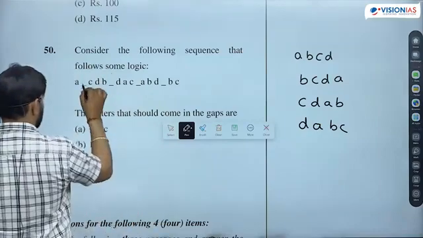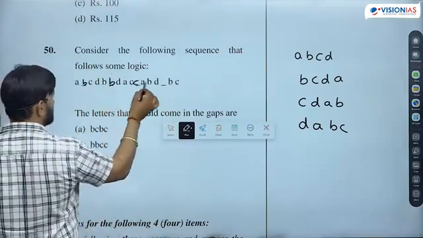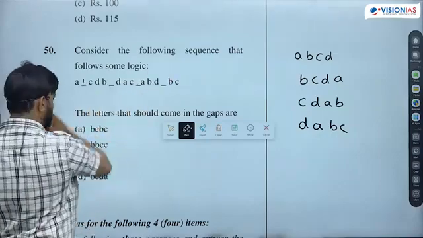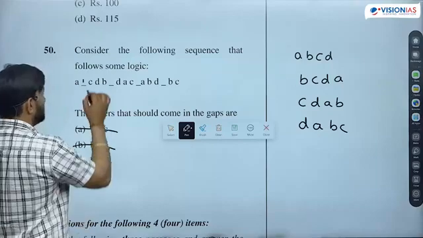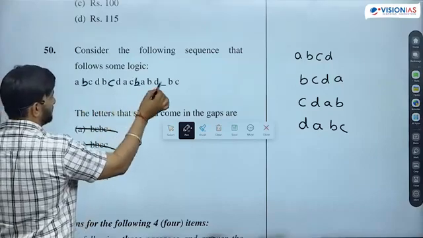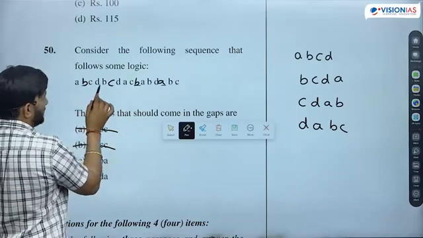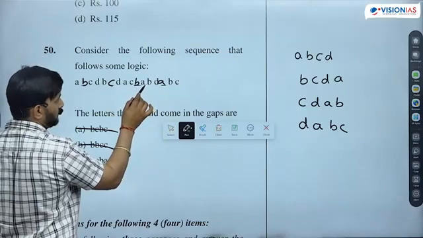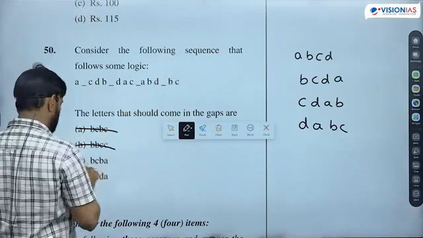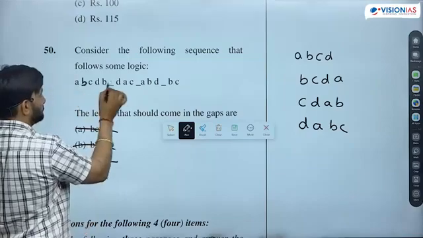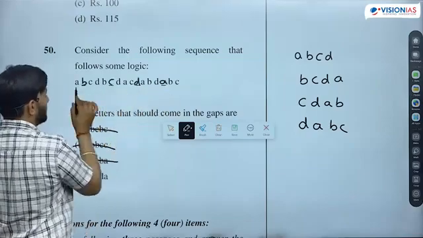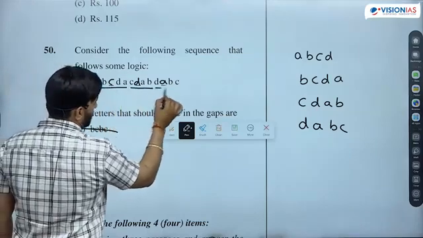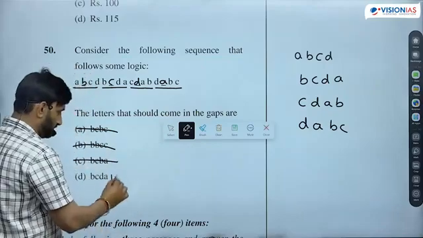तो नेक्स्ट देखते हैं बी बी सी सी, बी बी सी सी. तो ए बी सी डी, बी बी डी ए, दिस इज ऑल्सो नॉट मेकिंग द पैटर्न. नेक्स्ट बी सी बी, ए बी सी डी, बी सी डी ए, सी बी ए बी आ गया. दिस इज ऑल्सो रॉन्ग. तो बी सी डी, ए बी सी डी, बी सी डी ए, सी डी ए बी, डी ए बी सी. यस, दिस इज मेकिंग द पैटर्न.